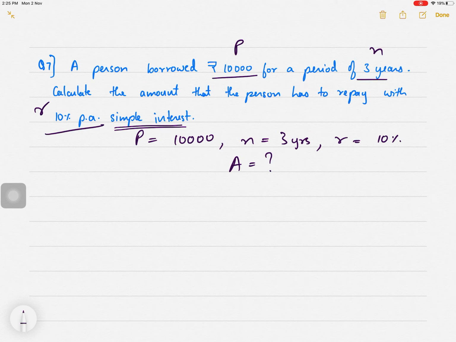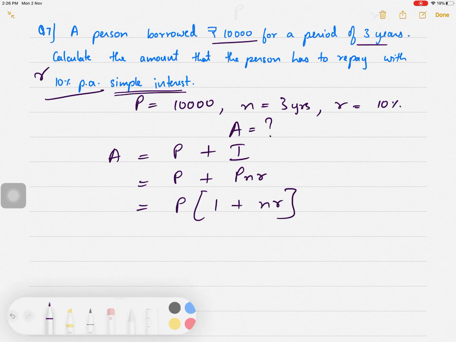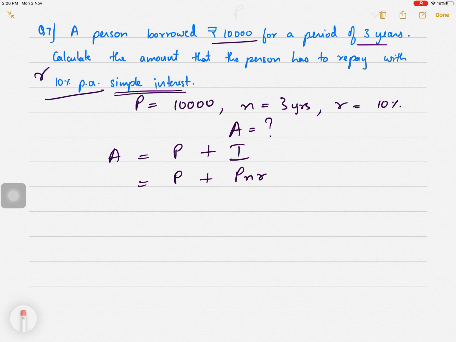Amount is principal plus interest, correct? Amount is principal plus interest, and here interest is given as simple interest. So amount is equal to principal plus P into N into R, because simple interest, that's why P into N into R, right? So amount is equal to P into 1 plus NR. You don't need to do this, okay? You can just calculate as it is.